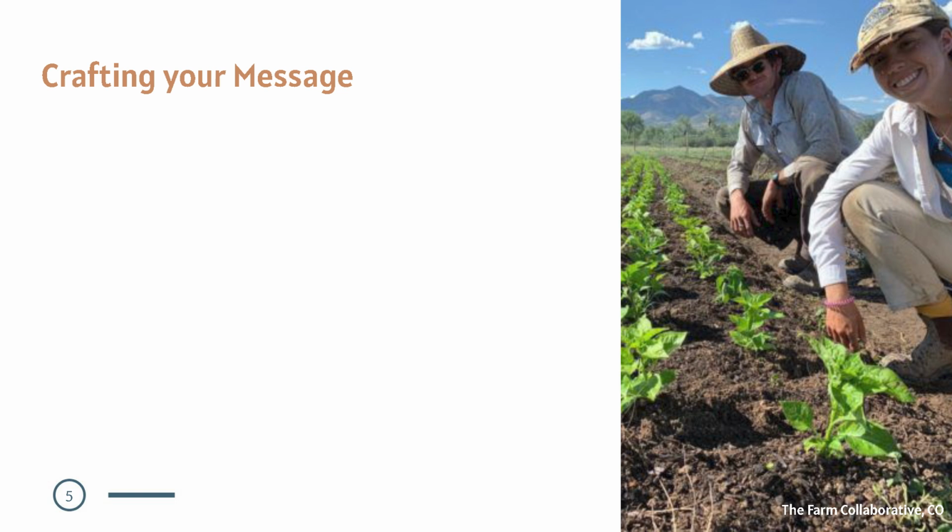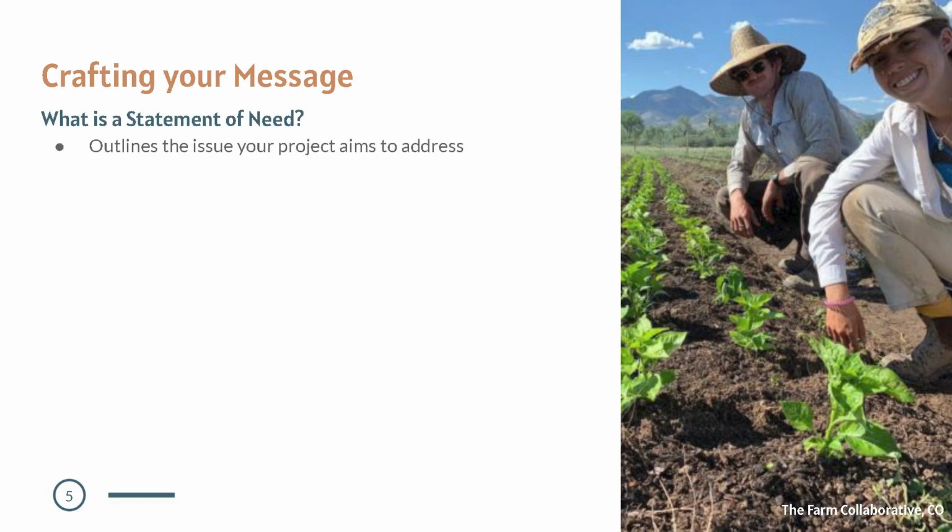After you've written your objectives, you can start to craft your message. Your message is how you convey what your community needs and why it fits within the priorities of this grant. The key piece of your message is called a statement of need. The statement of need outlines the issue that your project aims to address. It's where you can present your case for why your need is important and urgent, and demonstrate why your proposed solution is necessary and impactful.